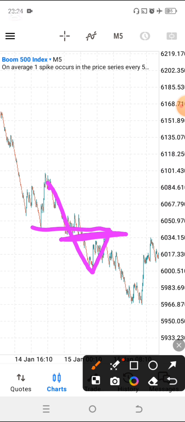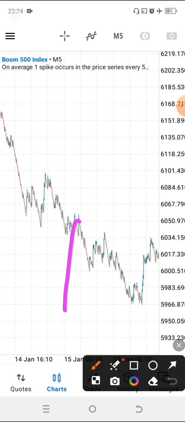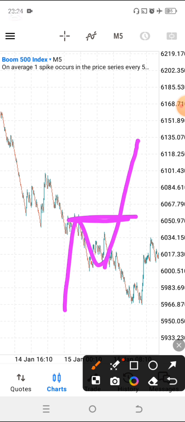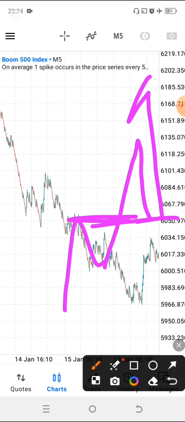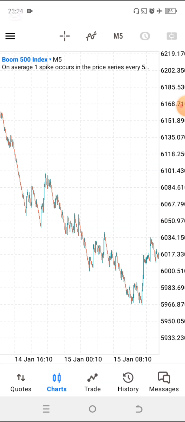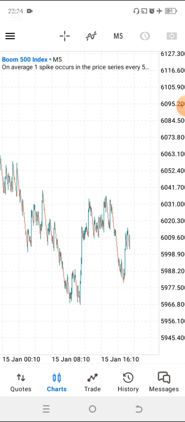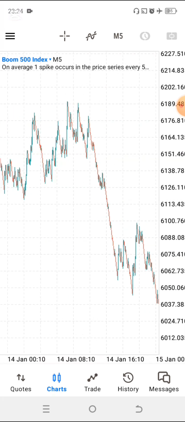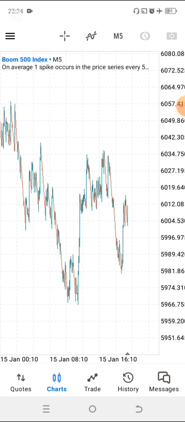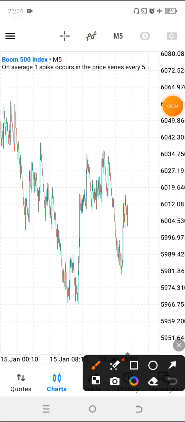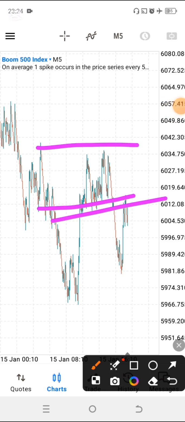A broken resistance also acts as a support. So this is a resistance area over here, and if it gets broken, the market pulls back to this area. It's now acting as a support. So these are the areas that I like to mark and highlight, so that I will be able to take my trades. And I also stretch this area quite larger, so that I can mark my order blocks also.